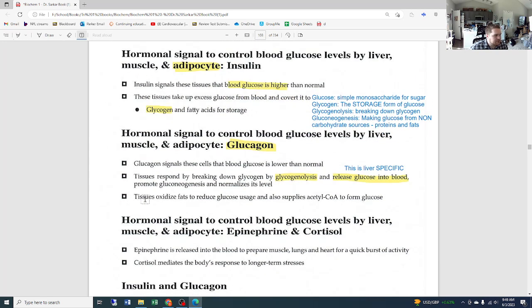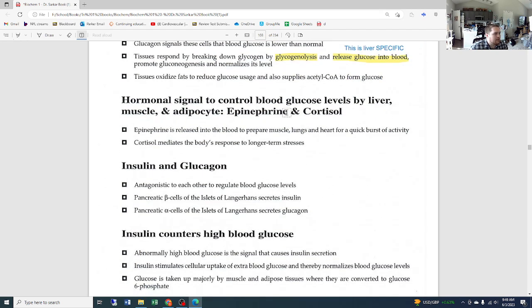Okay. Tissues oxidize fats to reduce glucose usage and also supplies acetyl-CoA to form glucose. Now, epinephrine and cortisol. So epinephrine is released into the blood to prepare muscles, lungs, and heart for a quick burst of activity. The other name for epinephrine is adrenaline. Okay? So adrenaline is released into the blood to prepare muscle, lung, and heart for a quick burst of activity. So the epinephrine gets released, and it's going to cause a quick reaction like, okay, let's prep, and it makes sure that the blood sugar stays up high, so that way we can use a bunch of energy and get it into the cells and get us moving, get the energy to the muscles that need it.